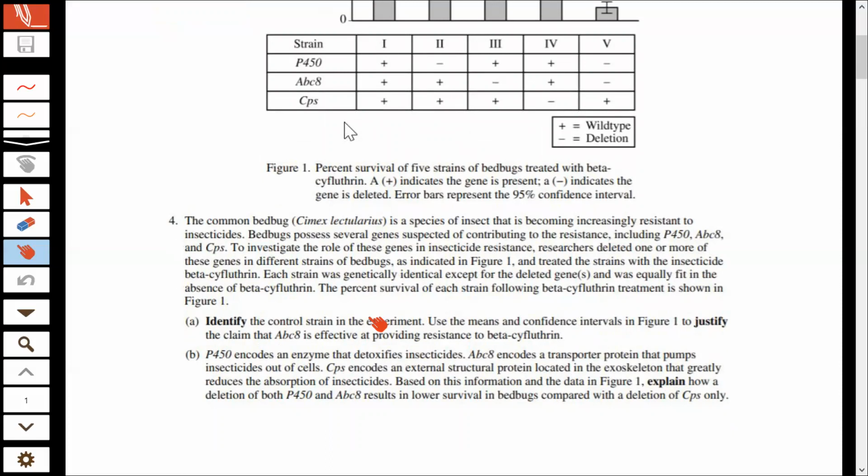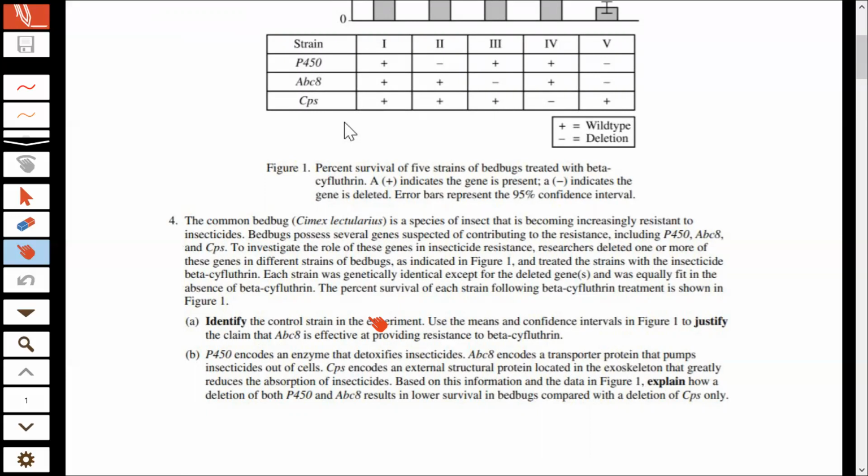B, P450 encodes an enzyme that detoxifies insecticides, right? And so again, we're going to go back to enzyme activity in proteins, right? ABC8 encodes a transporter protein that pumps insecticides out of cells. CPS encodes an external structure protein located in the exoskeleton, which is sort of the skeleton on the outside of the main part in bugs, right? That greatly reduces the absorption of insecticides.